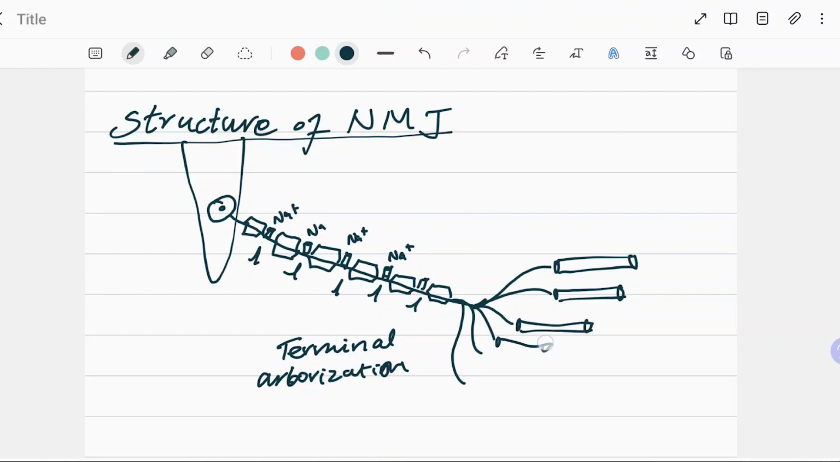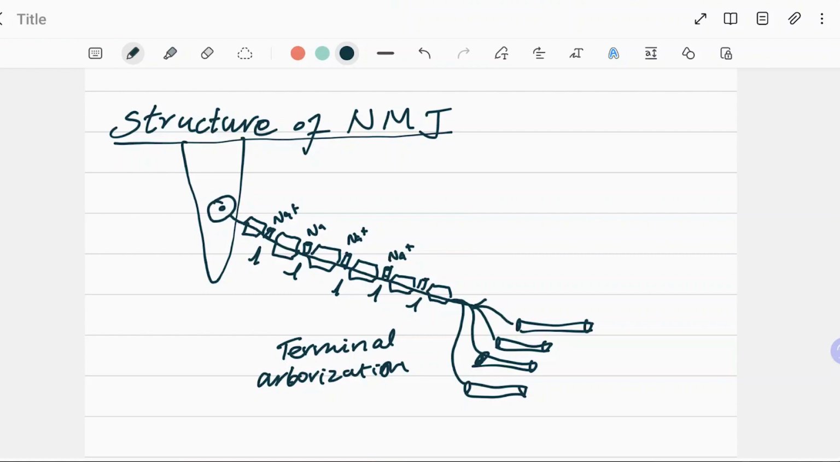That's one more thing you should be aware of. It's not always going to be that one alpha motor neuron will only innervate one muscle. That can happen. Sometimes there can be more than one muscle, depending upon the muscle fiber. If you want very accurate movements, you get these arborizations, which are very restricted in number. So you have one neuron innervating only a few muscle fibers.